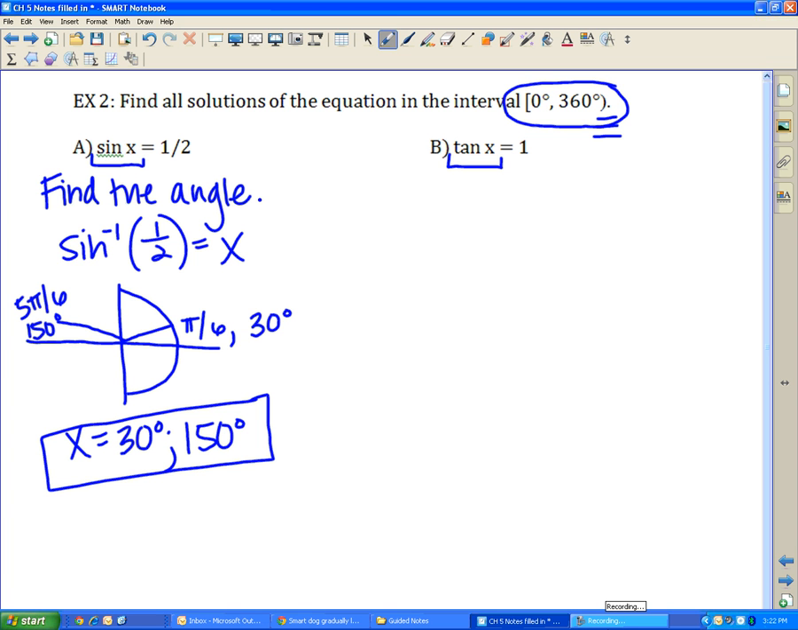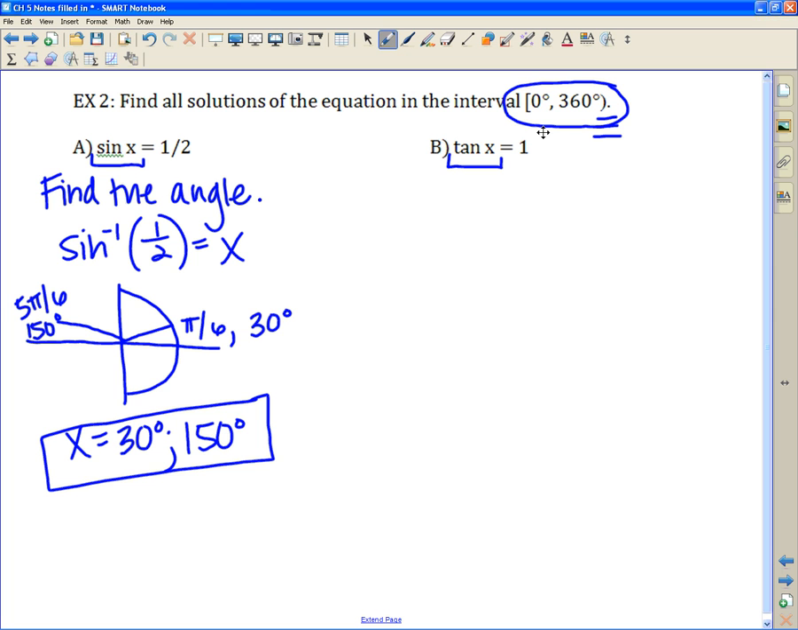You should be very used to figuring out where tangent is equal to 1. I'll go ahead and let you hit pause and try it on your own. Okay, here we are with the tangent of x is equal to 1. So I am looking for the inverse tangent of 1. What angle is it? Okay, this is saying find the angle. It's screaming at me, find the angle.